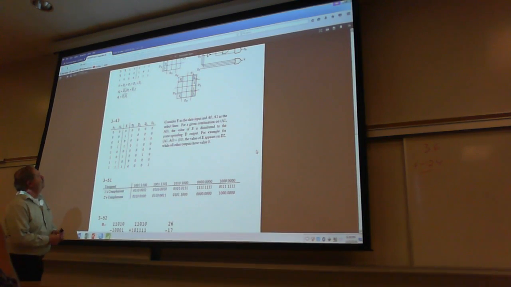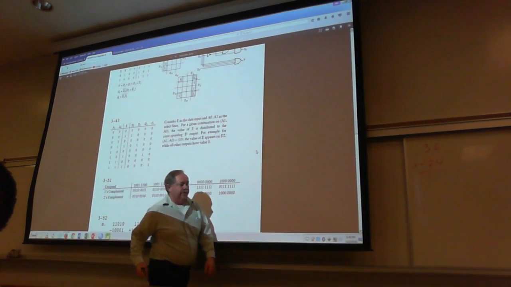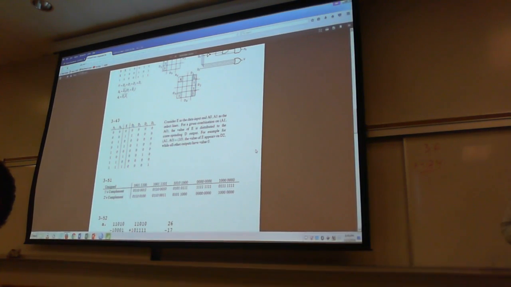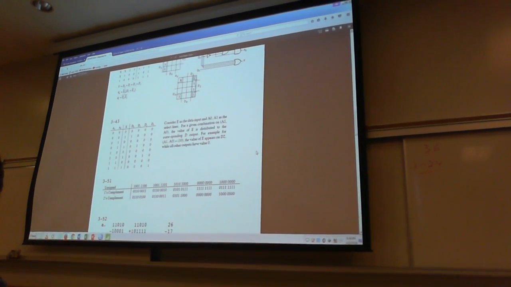Okay, so select lines. What's the deal with select lines? How do select lines work? What is their function in life? That does remind me that when you're asked to define something, you can never define something by itself. So what does it mean when we say A sub 0, A sub 1 are two select bits? What does that mean?